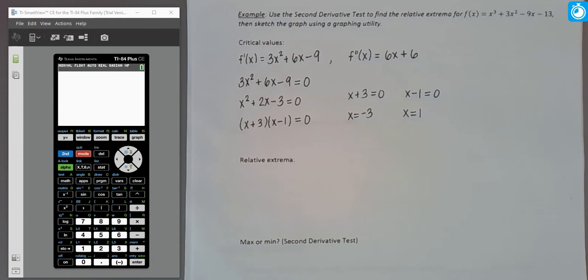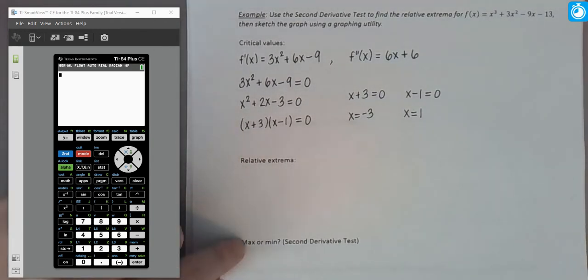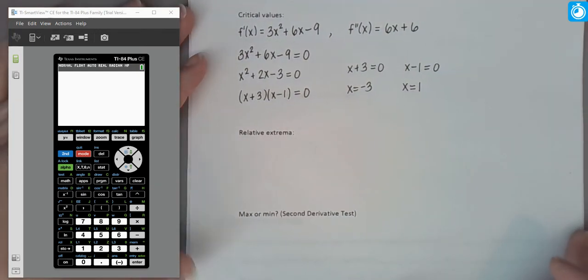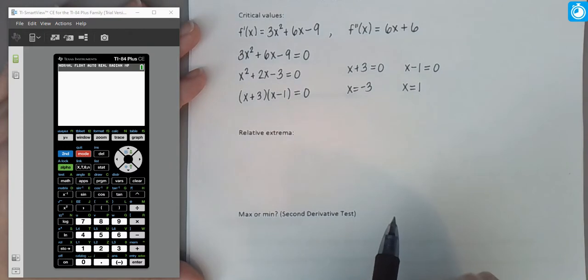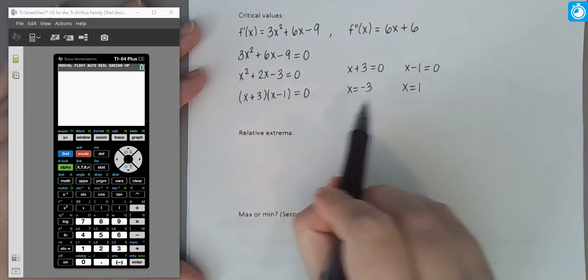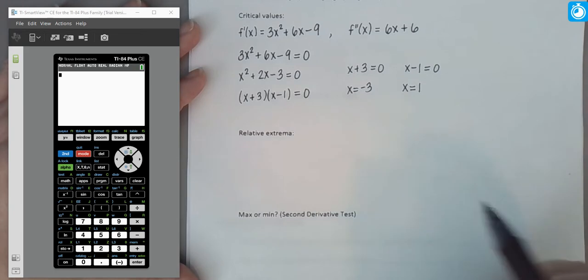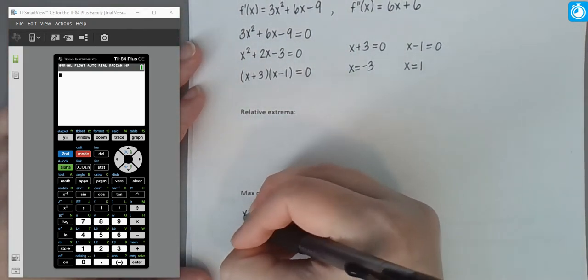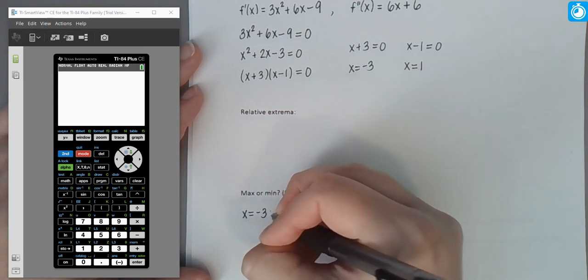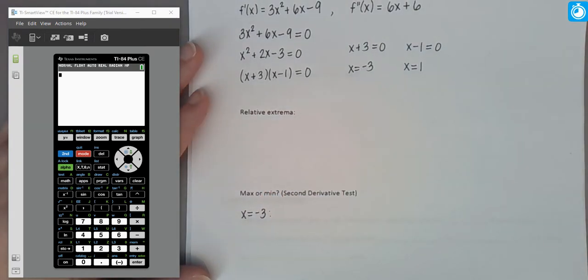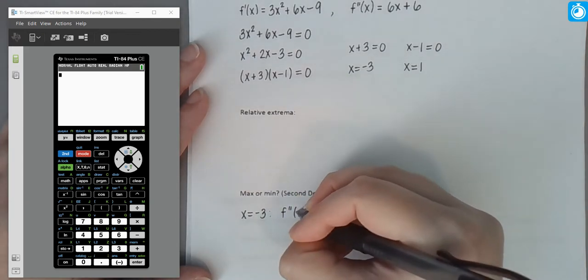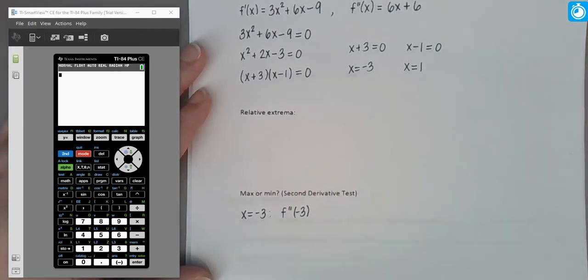Okay, well, I've kind of done things a little out of order here, so let's go down and let's use the second derivative test first in order to classify what we're looking at. Based on these critical values, does this represent a maximum or minimum? And then go from there. Okay, so at x equals negative 3, which was one of our critical values, the question is, what is the value of the second derivative at that location? In other words, if we evaluate f double prime of negative 3, what's that value going to be?